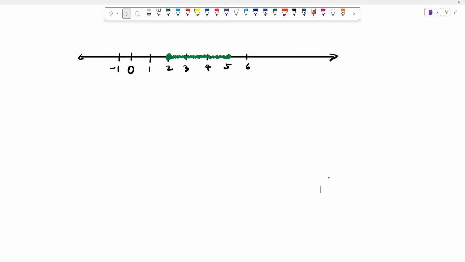Okay. In fact, the real number line is so dense between any two numbers, no matter how close, there's still an infinite number of numbers in between there. So this is all the numbers between 2 and 5, including 2 and including 5. This is called an interval.